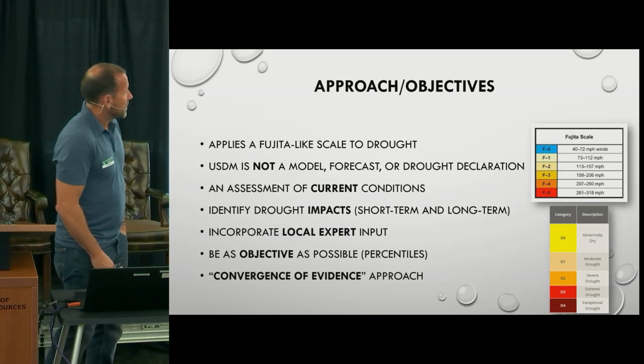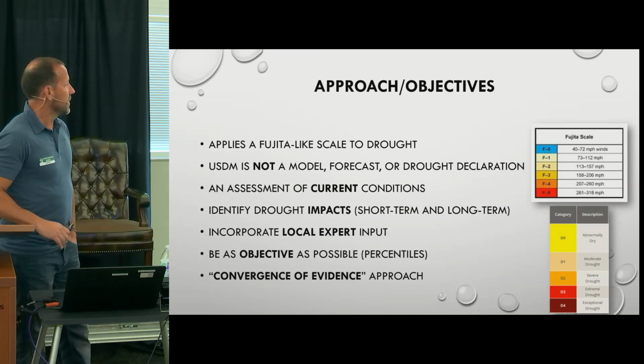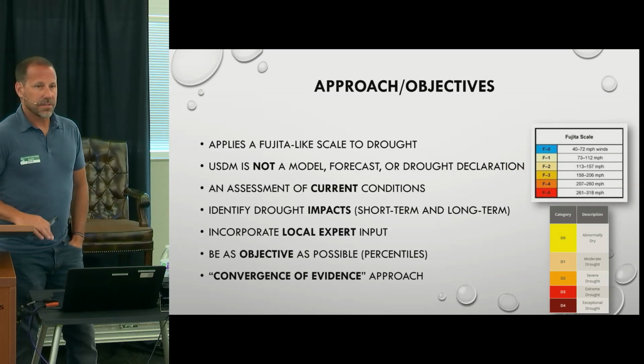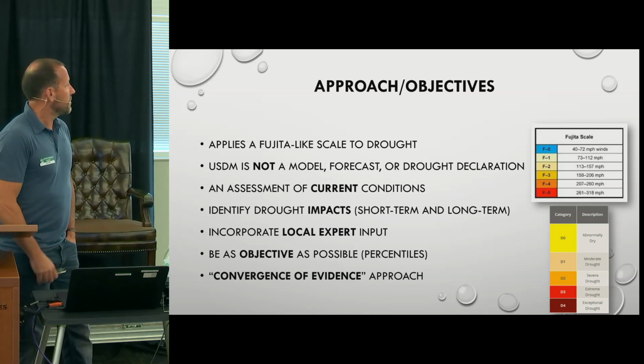And most of you probably are familiar with the Fujita scale, which is used for tornadoes. And so we have our own classification system that has a similar type of scale. You can see that below the Fujita scale. That's our classification scale. I'll go into a little bit more. And the map is an assessment of the current conditions. It's not a forecast. It's a depiction of what's going on right now.